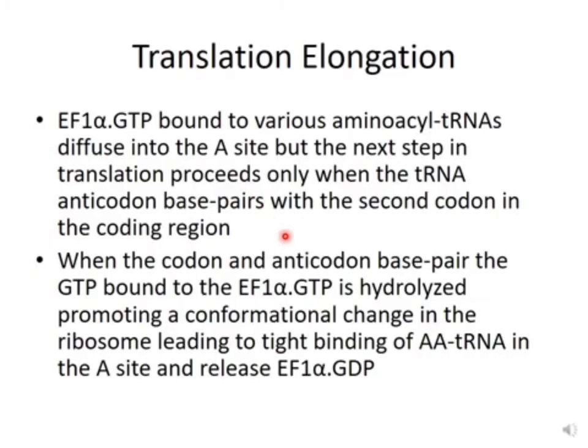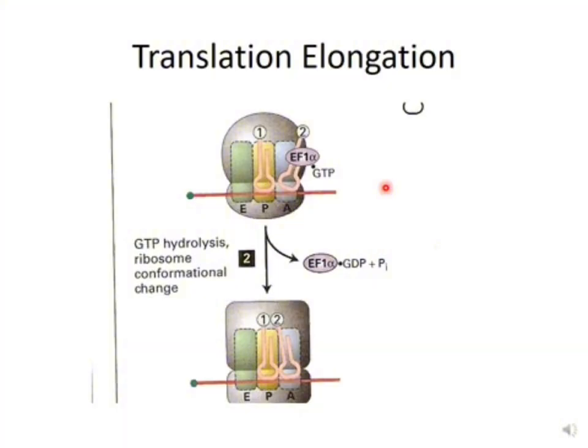Once they base pair, the GTP that is bound on elongation factor 1 alpha is hydrolyzed. This causes a conformational change in the ribosome, which causes a stronger bond between the amino acid tRNA in the A site and the release of elongation factor 1 alpha bound to GDP. So this is exactly what happens. Once an incoming tRNA has the correct anticodon, there is a base pair that takes place between the anticodon and the codon.